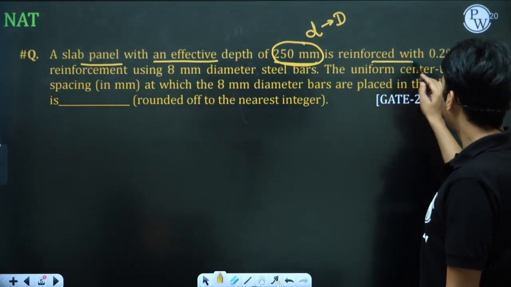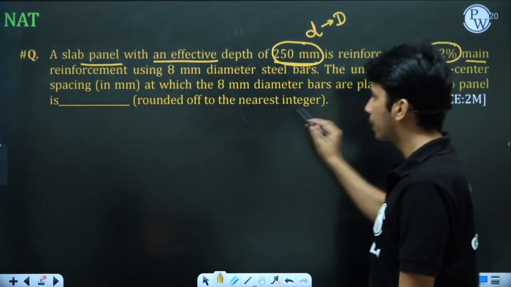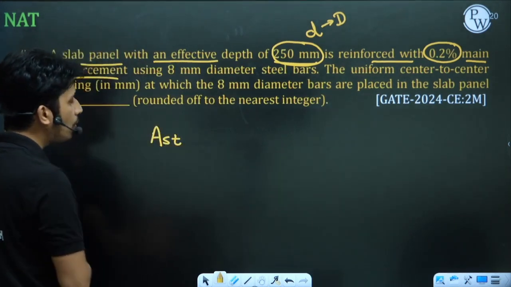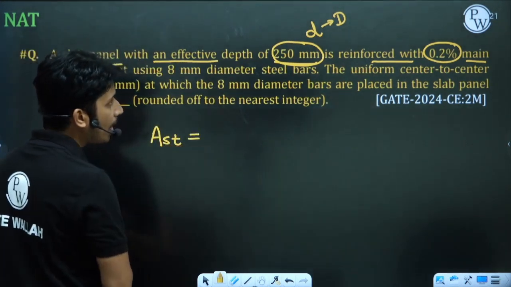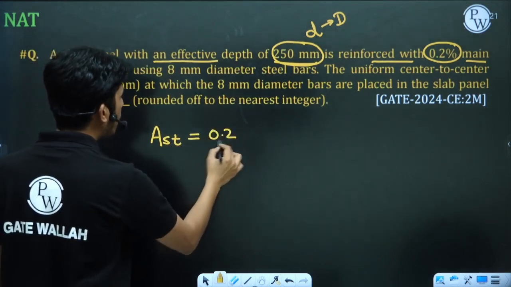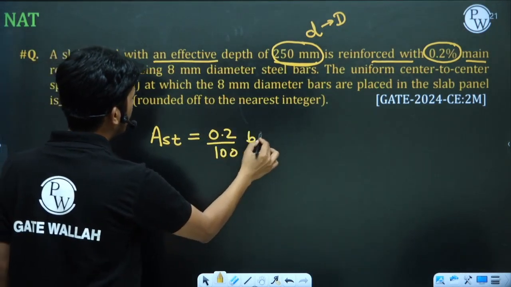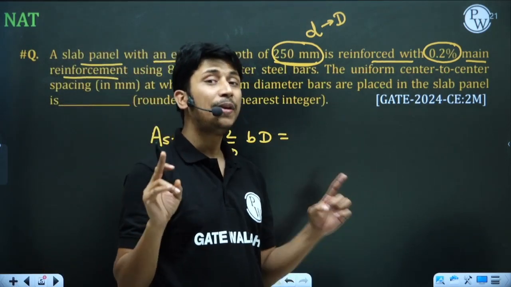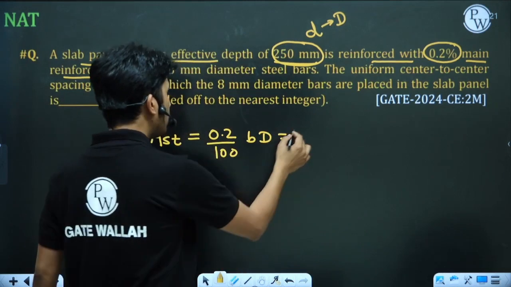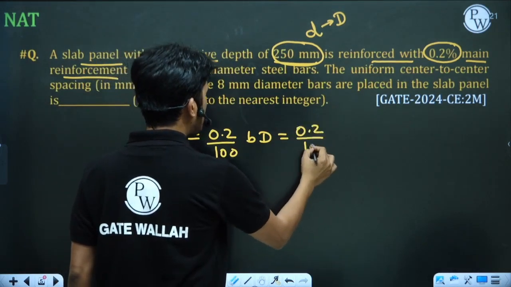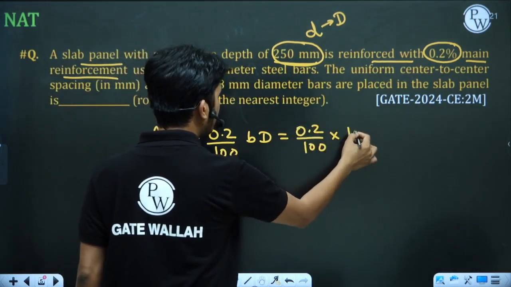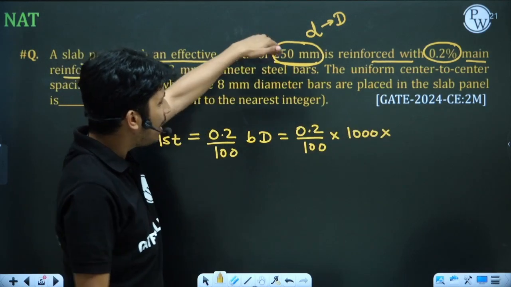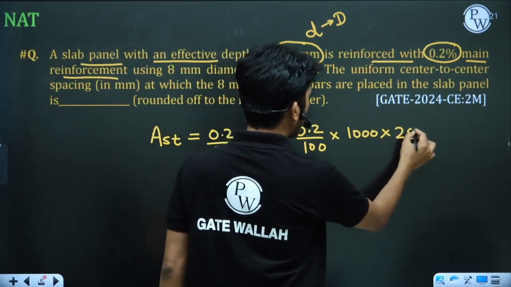Now it is reinforced with 0.2% main reinforcement. So what will be the amount of main reinforcement Ast? Ast will be equal to 0.2 by 100 of B into D. B, you know that the width of the slab is per meter. For 1 meter you have to calculate. So width is 1 meter, which means you have to put the B value as 1000. Now total depth is not given, but we can assume total depth nearly equal to effective depth. So we will take this as 250.